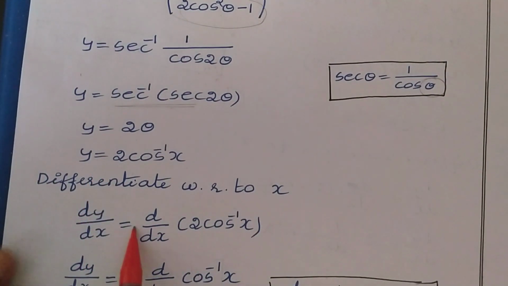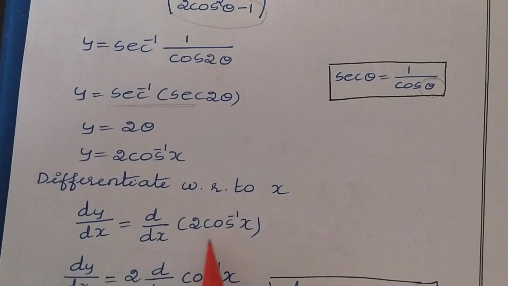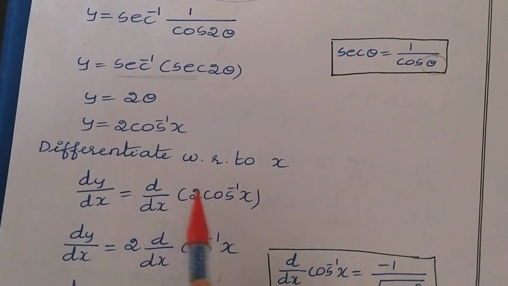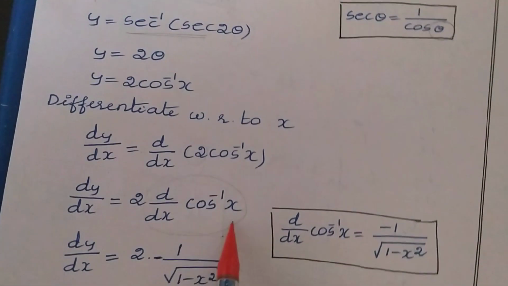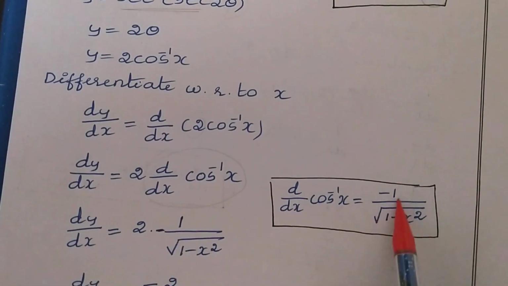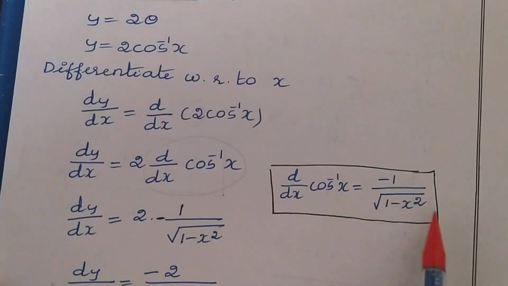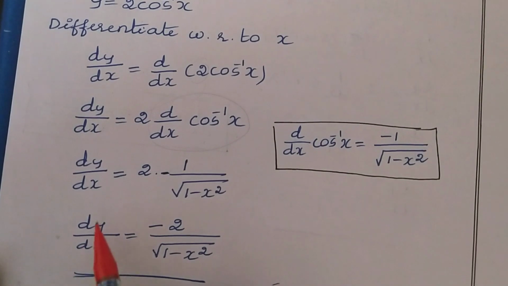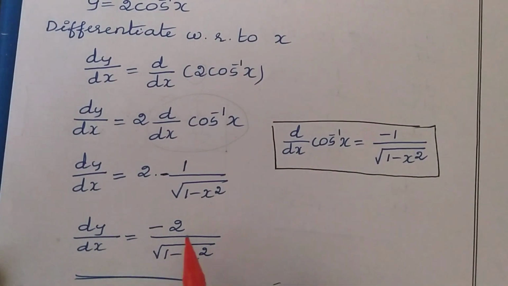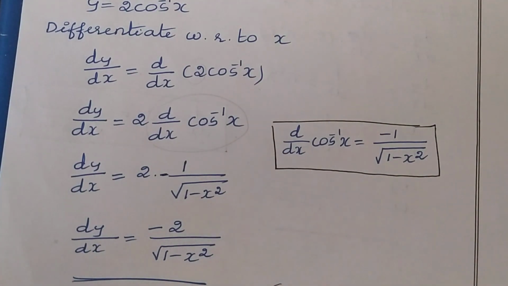dy by dx is equal to d by dx of 2 cos inverse x. 2 is a constant, take that out and find the derivative of cos inverse x, which is minus 1 divided by square root of 1 minus x square. Just write that. So here we get the final answer, dy by dx is equal to minus 2 divided by square root of 1 minus x square. So this is the solution of question number 12 to 15, exercise 5.3.